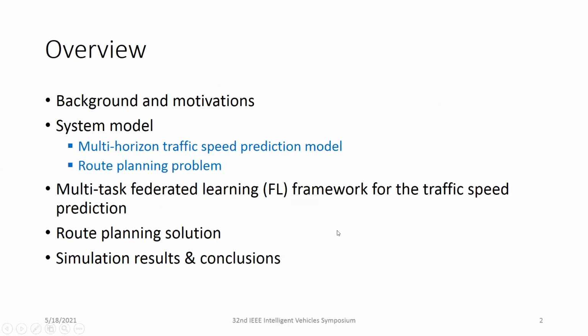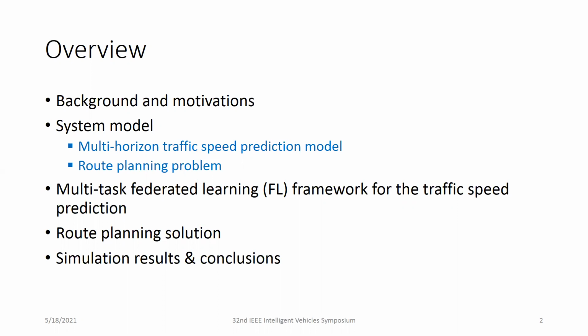A quick overview of this presentation. First, I will give you some background information and the motivations for why we do this specific work. Next, I will present the system model, which includes the multi-horizon traffic speed prediction model and the road planning problem. Next, I will introduce the multitask federated learning framework for the speed prediction and also give the solutions to the road planning problem. Finally, I will introduce simulation results and some conclusions for this specific work.